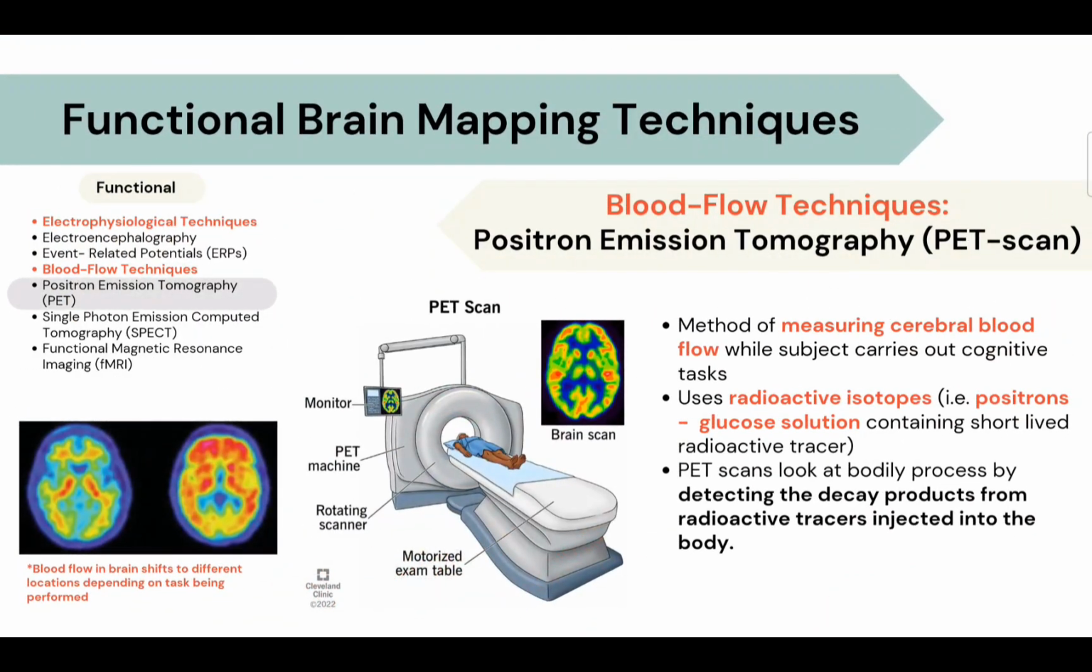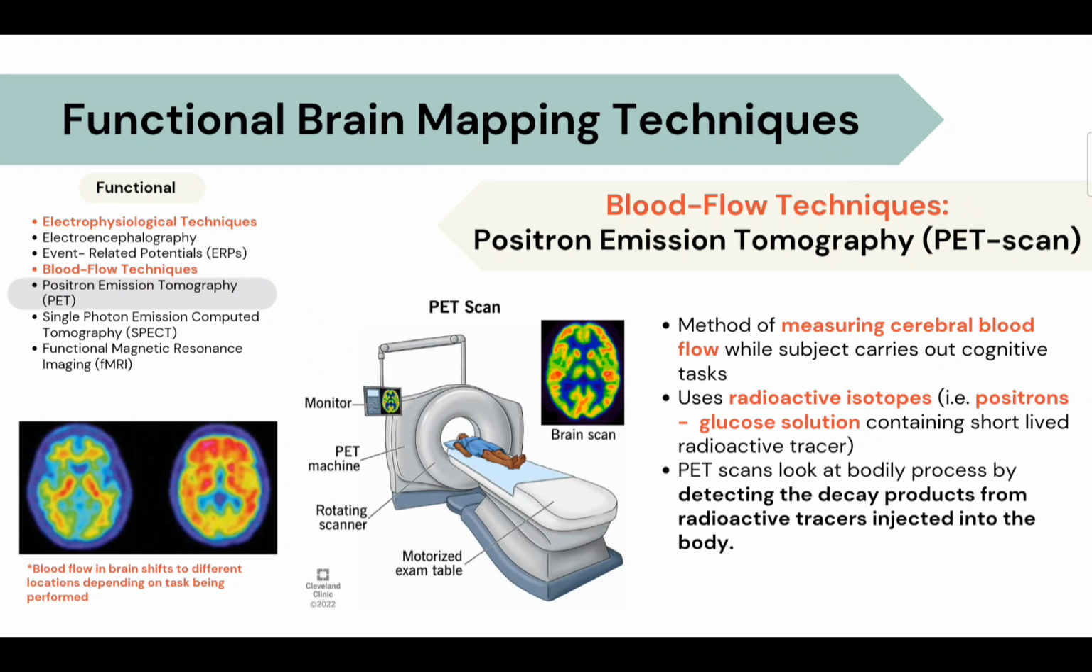And then we move on to the blood flow techniques. Okay, no longer about electrical activity, brain activity. We're no longer looking at the graph, but now we are back to looking at the brain images. Okay, so blood flow techniques, the first one is positron emission tomography, the PET scan. This is one of the most famous brain mapping or brain imaging techniques, right? So put your focus more on these slides.